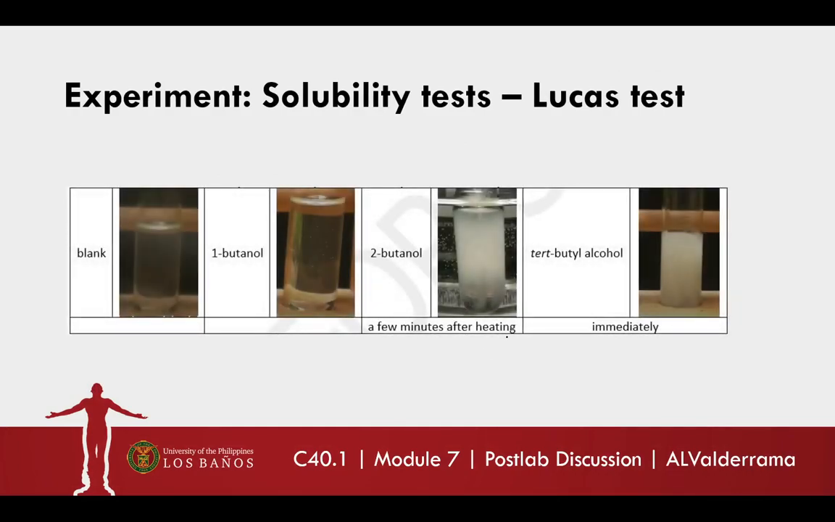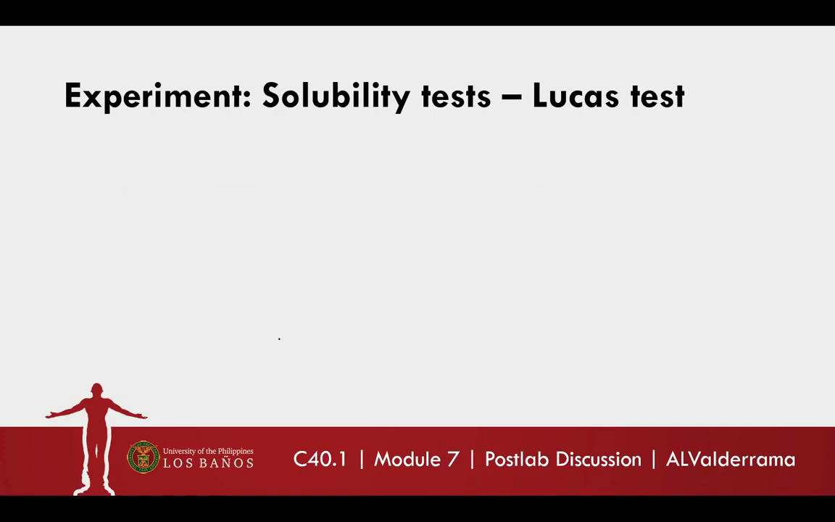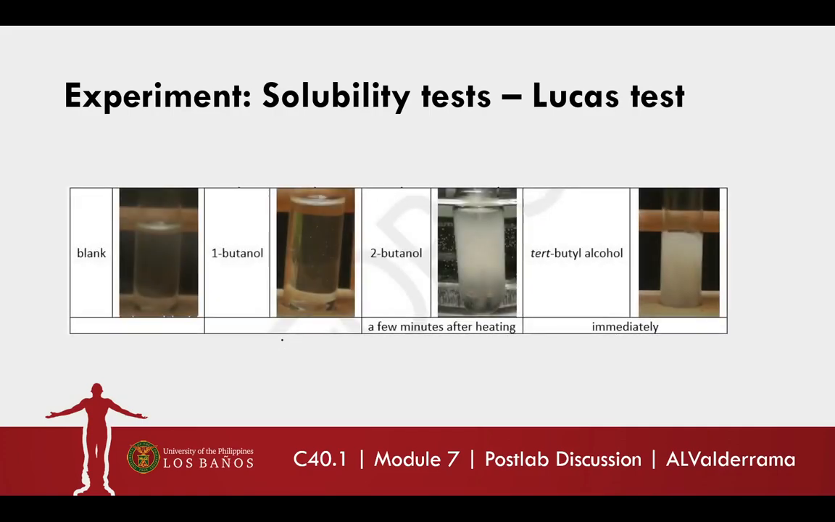Next natin is your Lucas test. So, yung Lucas test natin is medyo nag-iintay tayo dito, kasi medyo slow ang reaction niya with primary and secondary, pero mabilis yung reaction niya with tertiary alcohol. Pero you can consider it as negative test for primary alcohol.